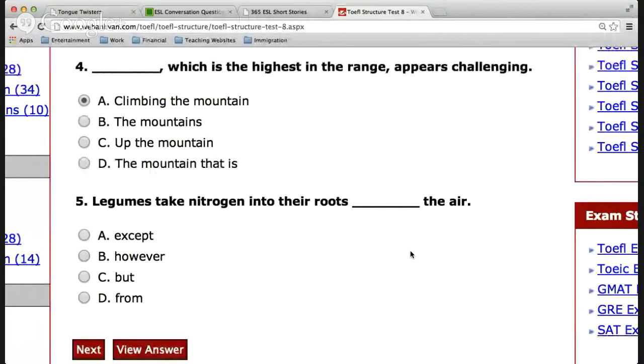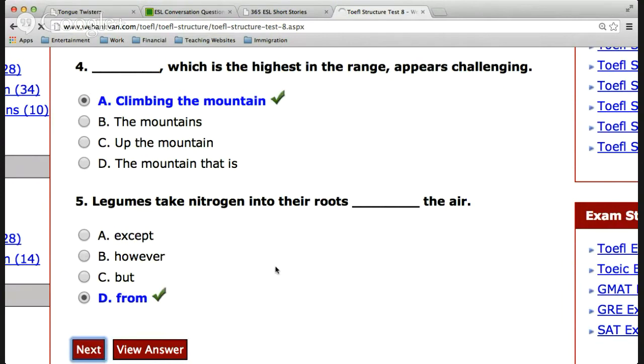Begin. Take nitrogen into the roots from the air. Letter D. Okay. All right, so legumes take nitrogen into their roots from the air. Okay, what do you guys think? Yes. Yes, okay. It's good. Yeah, it's good. Good. All right, awesome. Nice job, you guys.